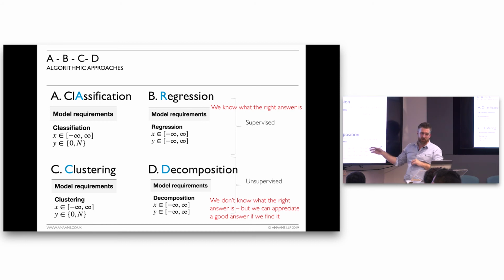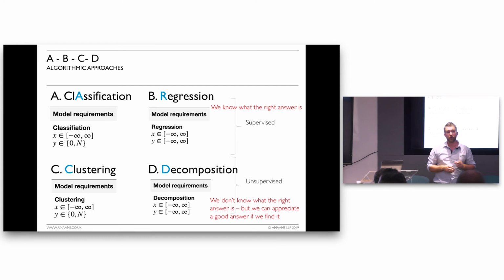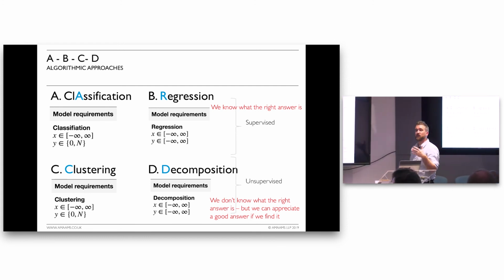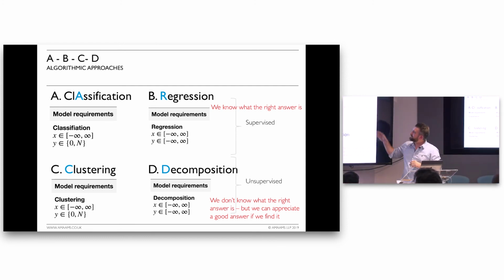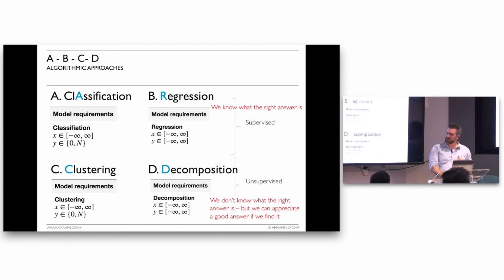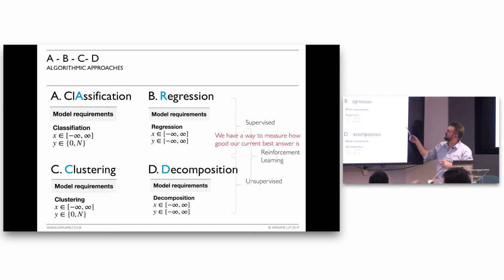Unsupervised learning is a little bit like we don't know what the right answer is, but if we saw a good answer, we would know how to evaluate it. In reality, there is a third sort of machine learning, which is reinforcement learning, which says we don't know what the exact right answer is, but it's not quite as bad as only recognizing a good one when we see it. We've got a way of measuring at every iteration how good the answer we provide actually is.